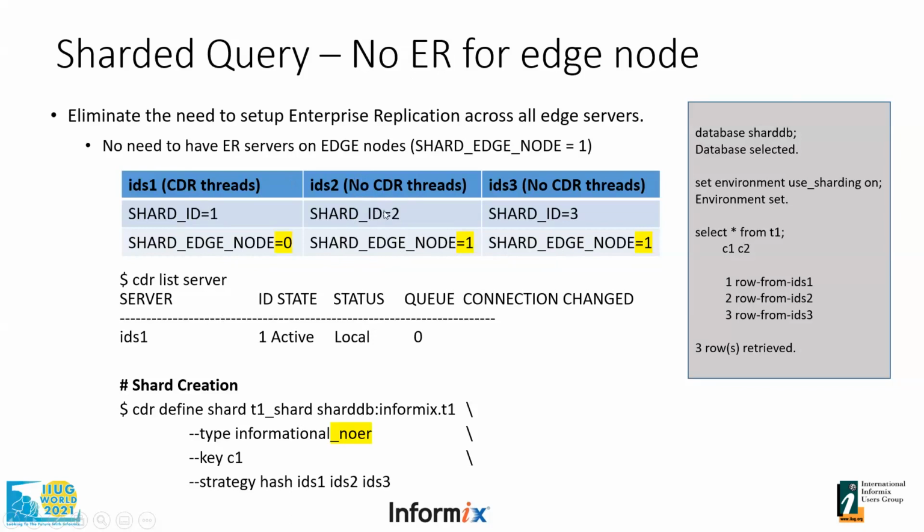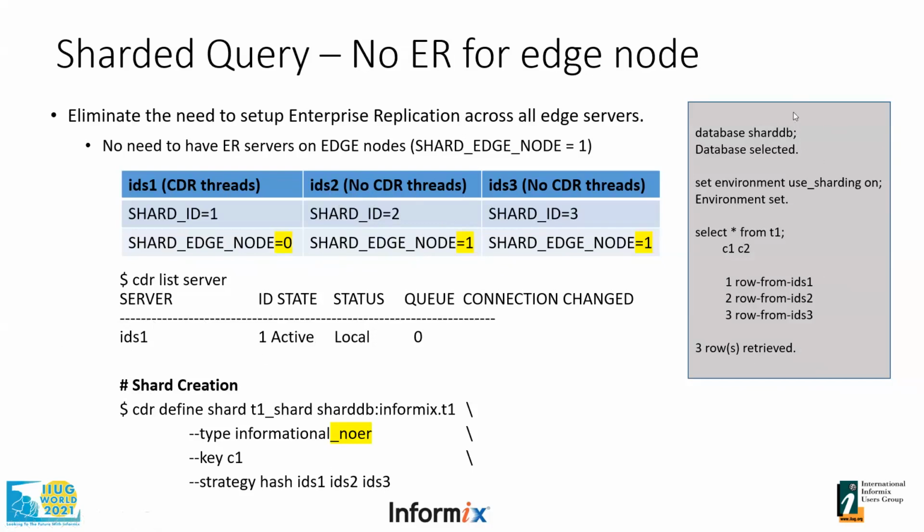So this is the new addition that we have seen. And here, if you look at it, it has only the server ID as one. Although I have 3 servers here, those are not all defined here. If I define them, then I will have an ER, but you won't see any CDR threads on IDS2 and IDS3 because those are not defined at all here.